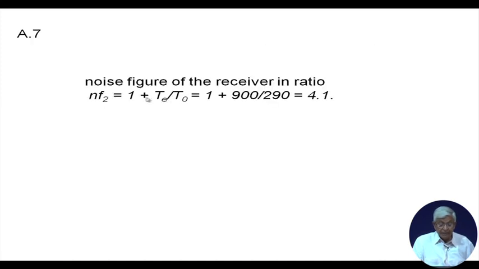So, let us see. The receiver noise figure in ratio is 1 plus Te by T0, where Te is 900 and T0 is 290. So, 900 by 290 plus 1 becomes 4.1. It is written NF2, that is the second stage, because there are two stages, LNB and receiver.